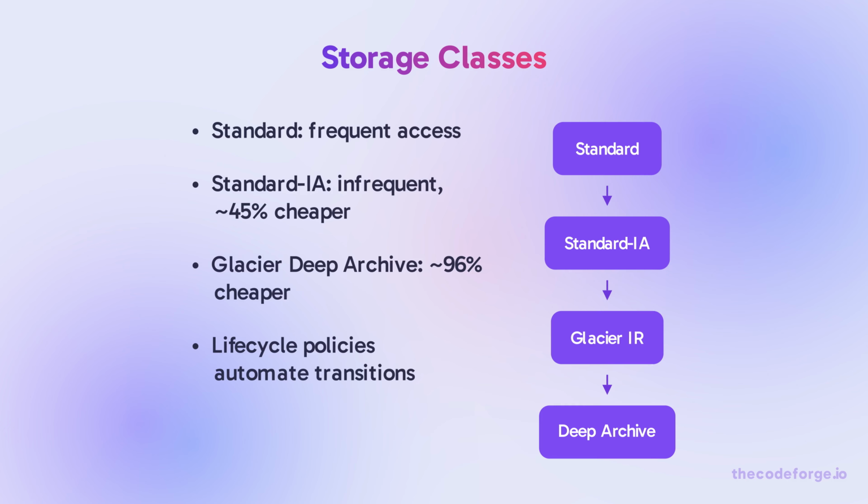Simple Storage Service offers storage classes to match access frequency. Standard is for hot data. Standard-IA cuts costs for backups. Glacier Deep Archive is the cheapest for archival data. Lifecycle policies automatically move objects between classes based on age.